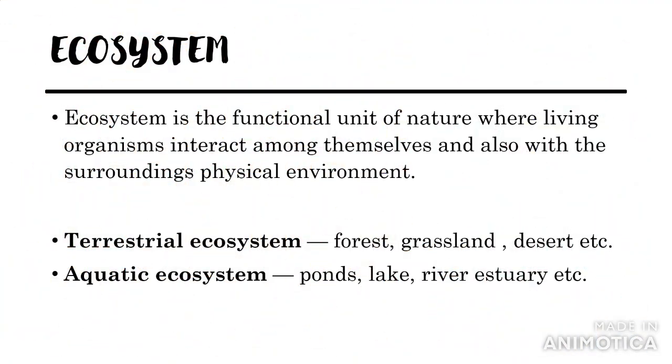Ecosystem. Ecosystem is the functional unit of nature where living organisms interact among themselves and also with the surrounding physical environment. Terrestrial ecosystem: forest, grassland, desert, etc. Aquatic ecosystem: ponds, lake, river, estuary, etc.